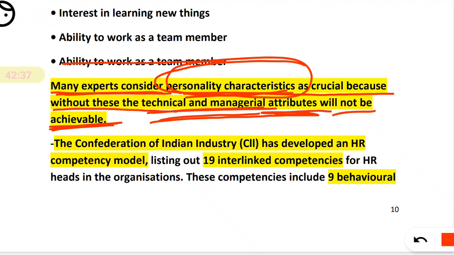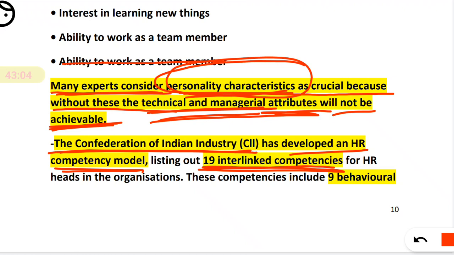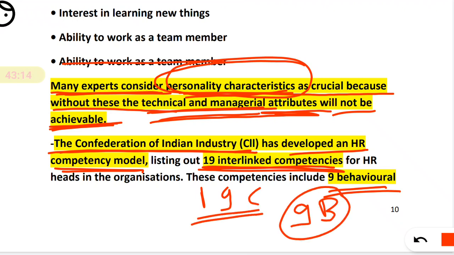Okay. Next, the Confederation of Indian Industry, that is CII, has developed an HR competency model. Remember that CII has developed the HR competency model, which includes a total of 19 interlinked competencies. Out of that, 9 are behavioral. Remember, there are a total of 19 competencies, and out of that, a total of 9 are behavioral competencies.